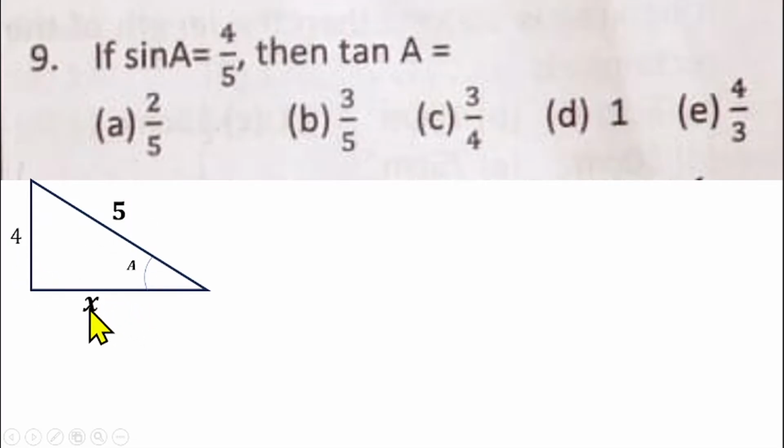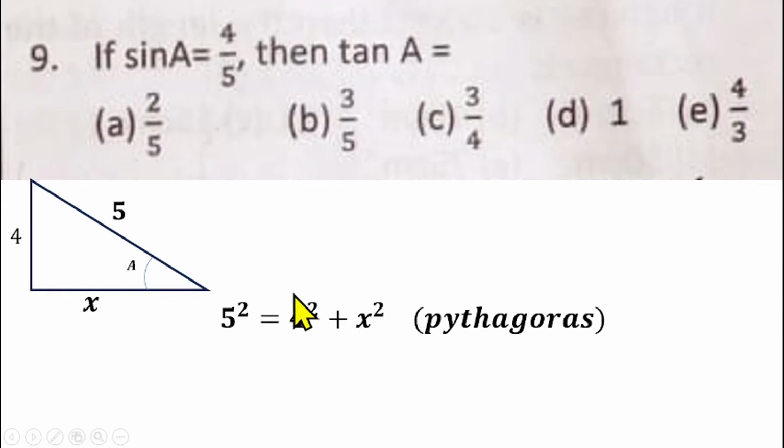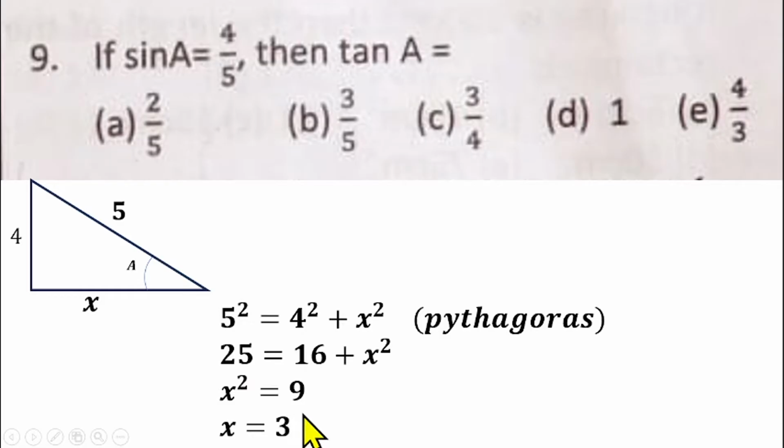Then we can find the third side here, and we can call that one x, using Pythagoras theorem. Using Pythagoras theorem, we have the hypotenuse squared, which is 5 squared, equals 4 squared plus x squared. If you simplify further, that will be 25 equals 16 plus x squared. Collect like terms, you have x squared equals 25 minus 16, that gives us 9. Find the square root of both sides.